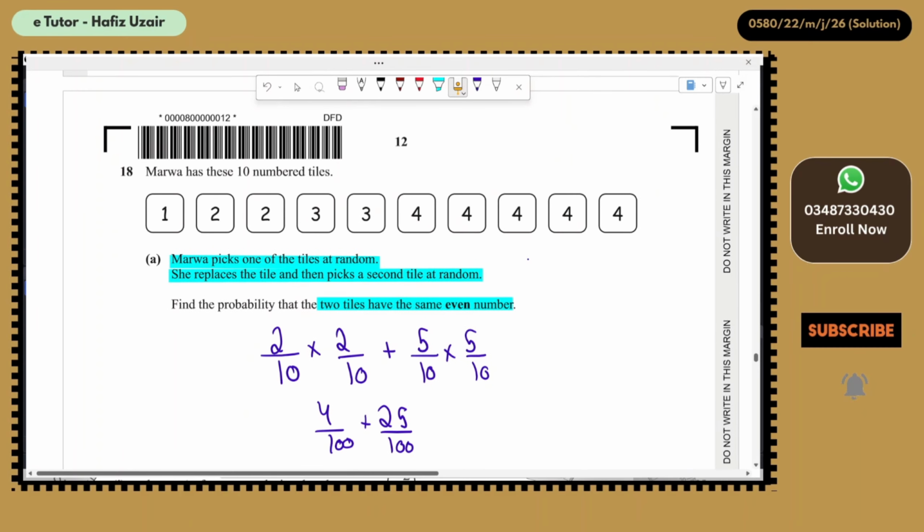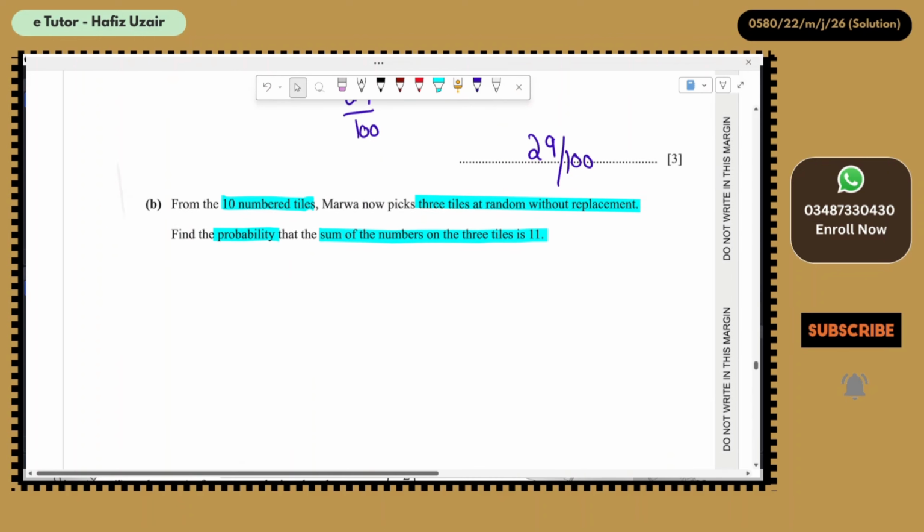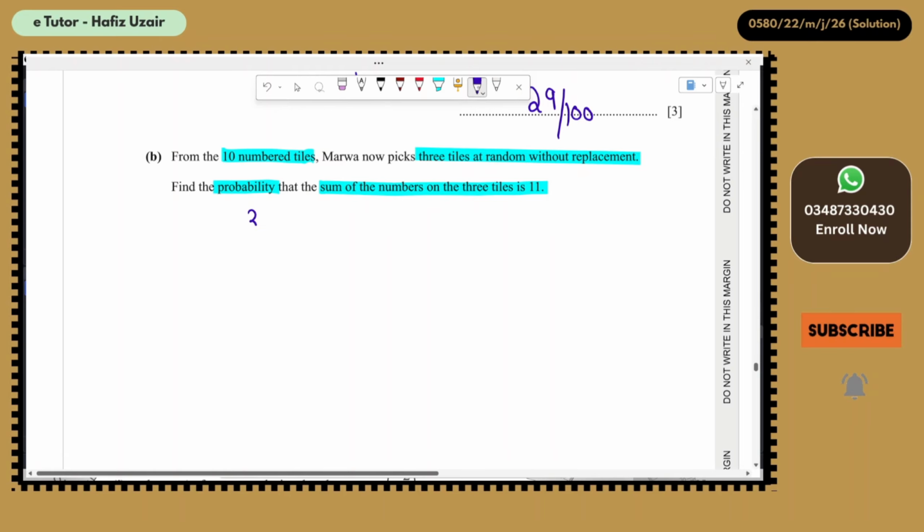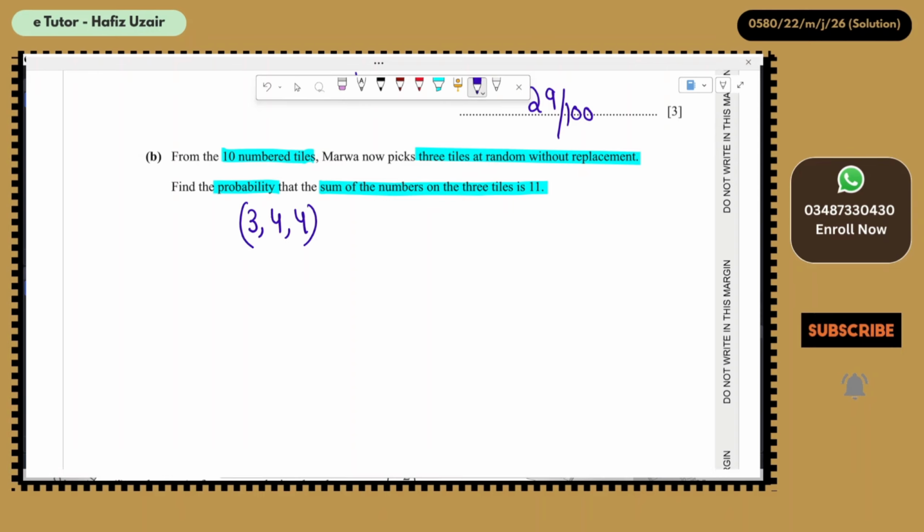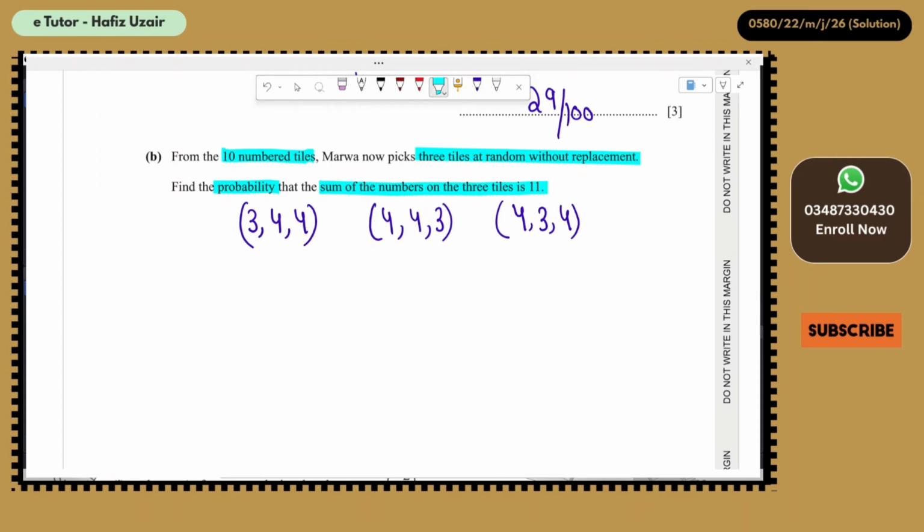So if I pick number 3 first and then 4 and then 4 again, the sum will be 11. So there are three possibilities over here. How? If I pick the tile with number 3 and then 4, 4, the sum is 11. The second possibility is if I pick 4 first, 4 second, and then 3 third. And similarly, if I pick 4 first, 3 second, and 4 third. The sum of these three possibilities is always 11.